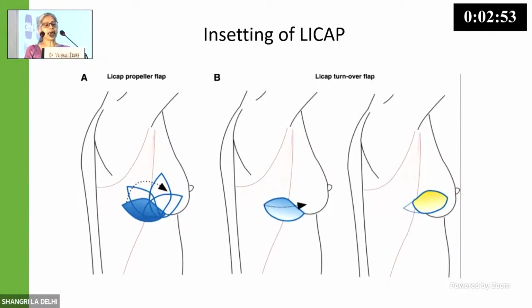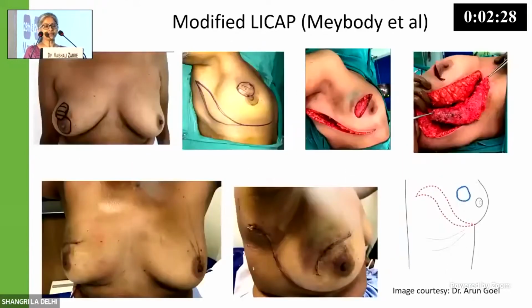For inserting the LICAP flap, whether you need the skin to be replaced or not depends on whether you are utilizing this as a propeller flap, where you skeletonize the perforator and increase the reach, or whether the defect is very close to the donor area, wherein you can just flip the flap into the defect where you may not require to skeletonize the perforator.